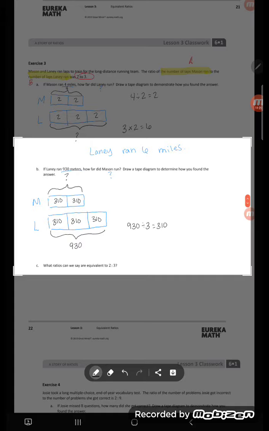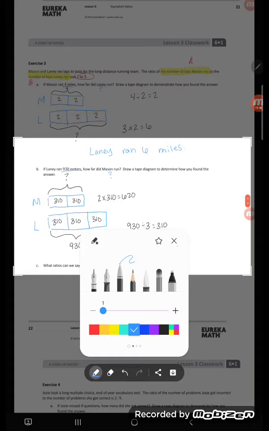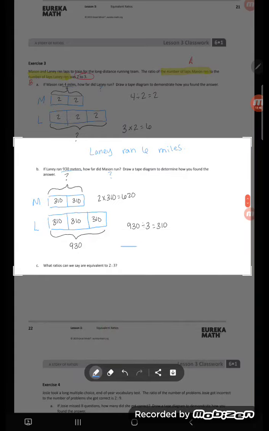All right. Now that we know what each box is, we can use that information to figure out the total length that Mason ran. So I know that Mason ran 2 boxes long. Each box is 310 meters long. That gives us 620. Once again, I'm going to write that in our sentence format. So Mason ran 620. In our question it says meters, so I'm going to write M for meters to give all the information there.